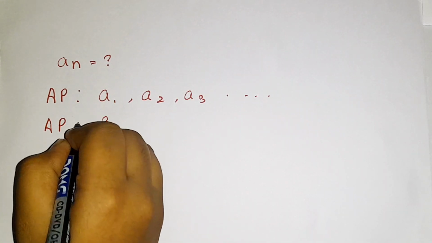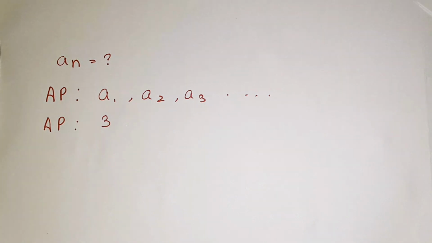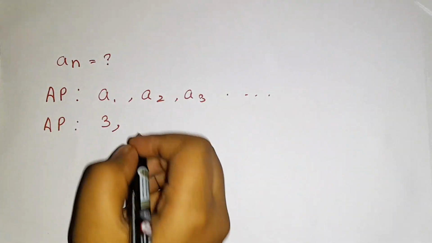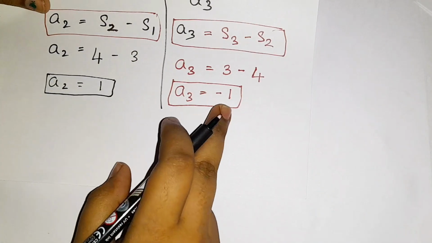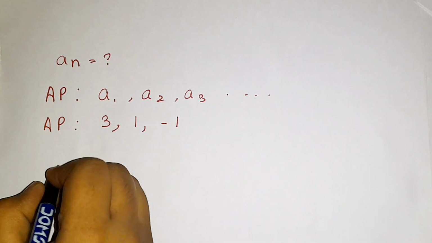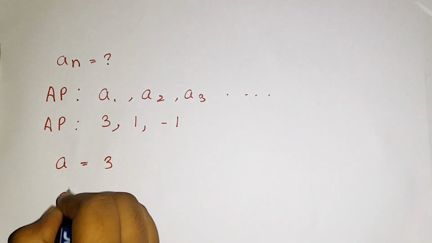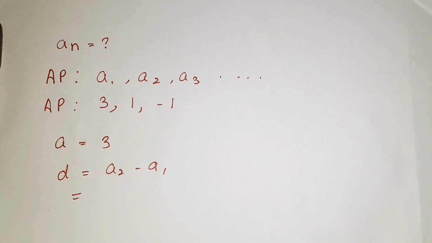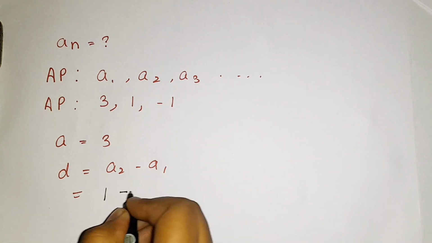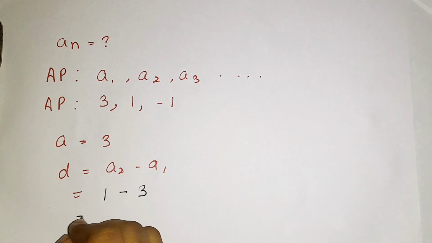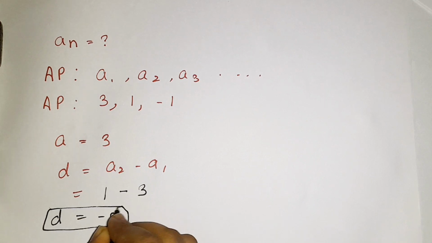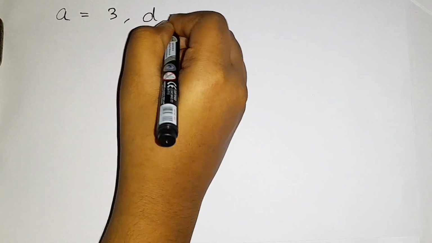So AP is equal to, we got the A1 value as 3, and then comma, what about the A2 value? The A2 value we got as 1. So 1, comma, the A3 value we got as minus 1. Now let us write A is equal to 3, and D, how are we supposed to find? A2 minus A1. So A2 value is 1, right? So 1 minus A1 value, 3. When we subtract it, we get minus 2. So this is the D value, that is the common difference. Okay guys, so now we have the A value, that is 3, and the common difference is minus 2.